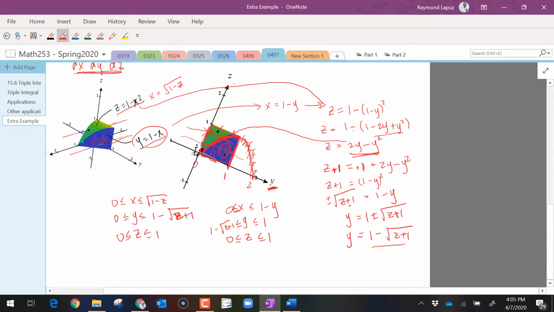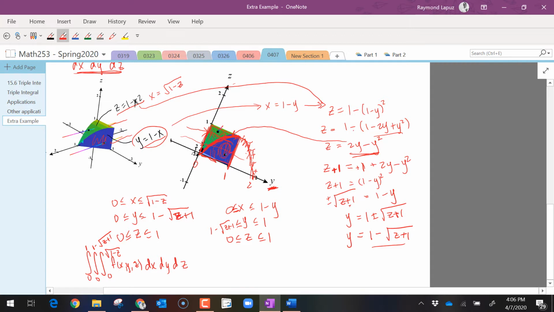So if you were to do this dx, dy, dz, you would need to do two integrals. We have the function, dx. x goes from 0 to the square root of z, or 1 minus z. And then dy goes from 0 to this function, 1 minus the square root of z plus 1. And then dz goes from 0 to 1.